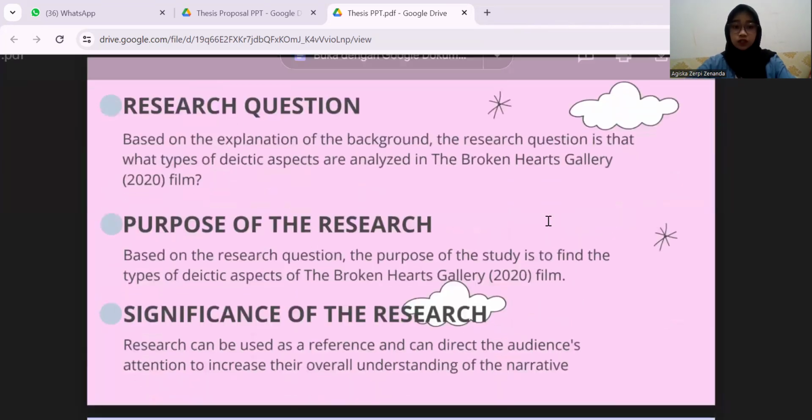Okay, for the research question: what types of deictic aspects are analyzed in the Broken Hearts Gallery 2020 film? And the purpose of the study is to find the types of deictic aspects of the Broken Hearts Gallery 2020 film. Also, for the significance of the research, the research can be used as a reference and can direct the audience's attention to increase their overall understanding of the narrative.